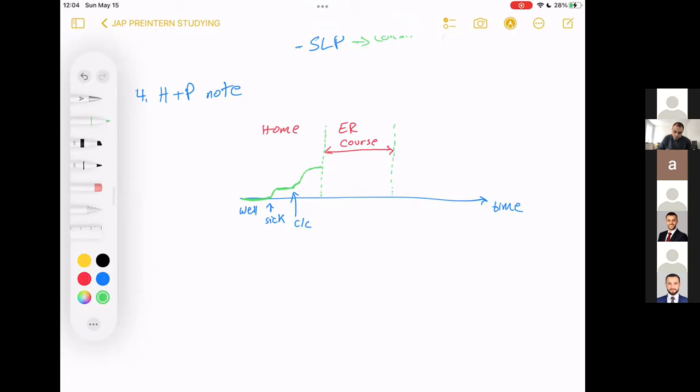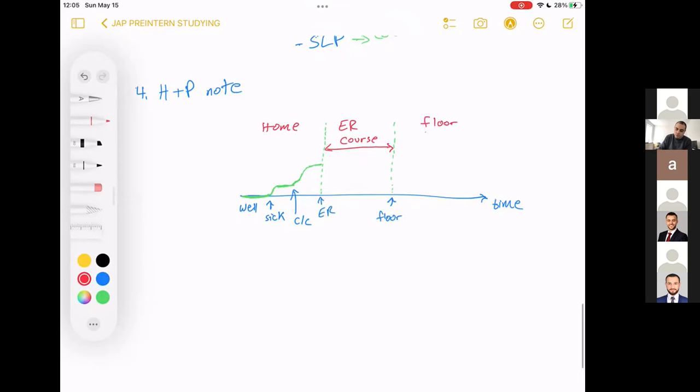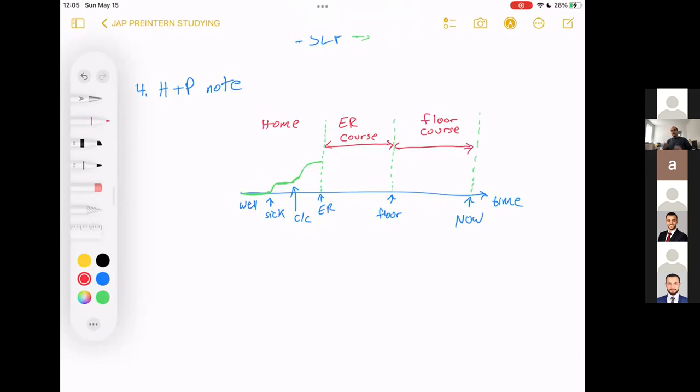And so here is the ER. And then the patient eventually is transferred from the ER to another place, usually to the floor. Okay, so this is gonna be the floor, and that's gonna be the floor course. And then you're gonna get all the way to now. This is the moment of time when you are writing the HNP. So you are writing the HNP right here.